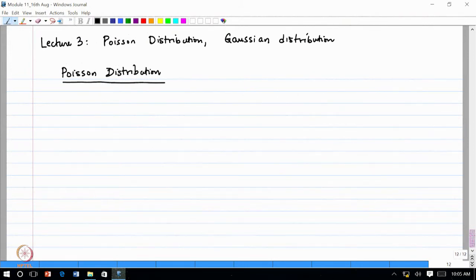Let us, to motivate it, consider that you do experiments over time. The idea is that there is some process happening over time. The most common example is that of radioactive decay.